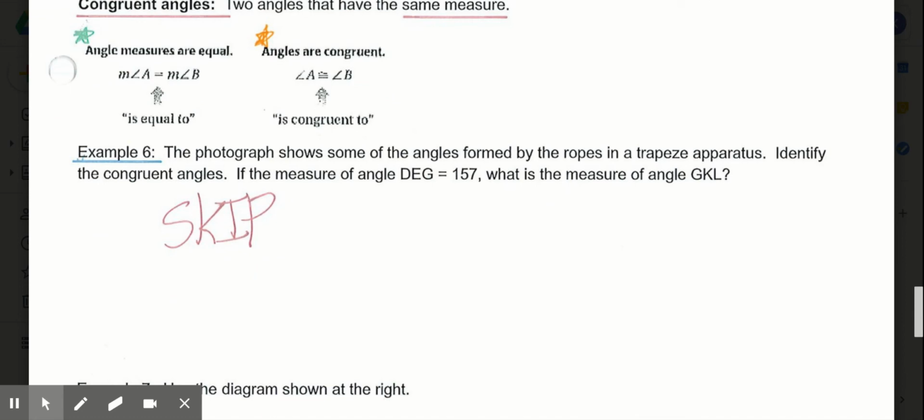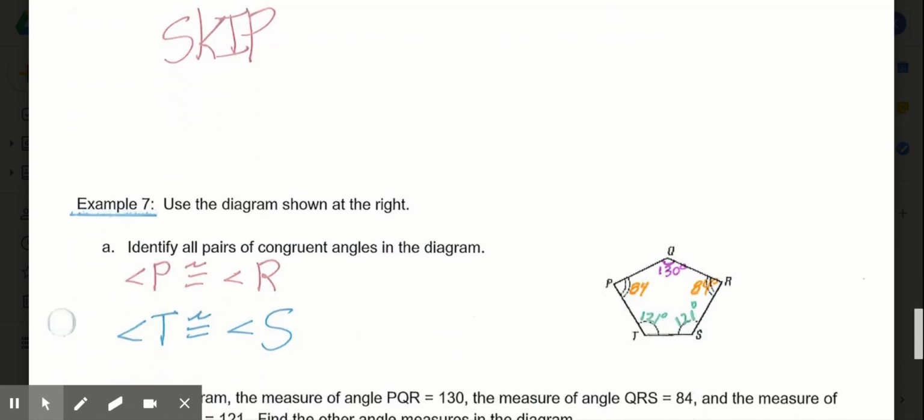Example 6, I'm not worried about. It's in the book if you want to look at it, but that diagram was too hard to copy over to make it visible, so we're going to skip that one.